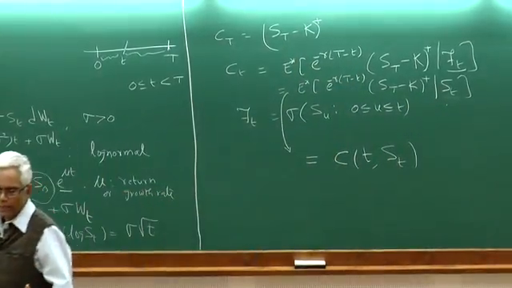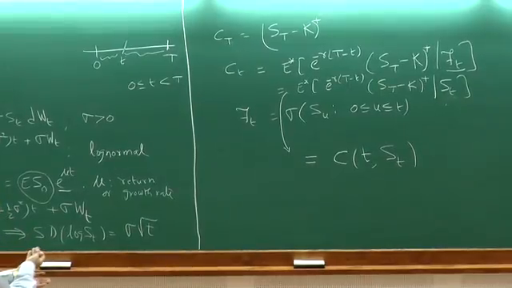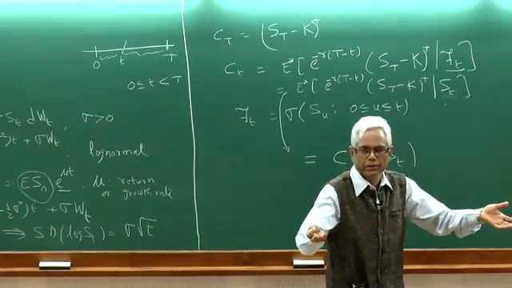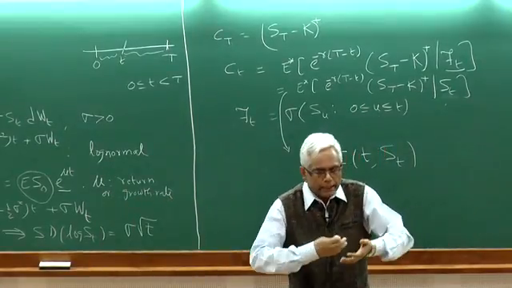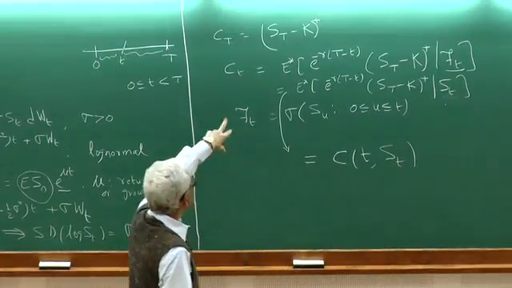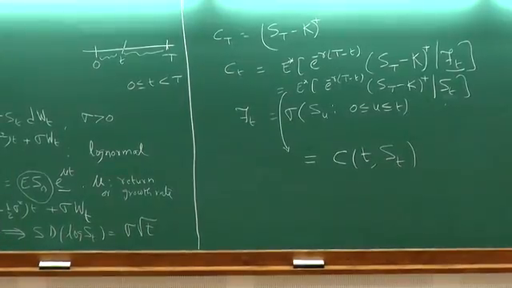If you take some other kind of exotic options, like barrier options, they depend on the entire past, and then this will not be true. But I am only talking about call options, where this is true.